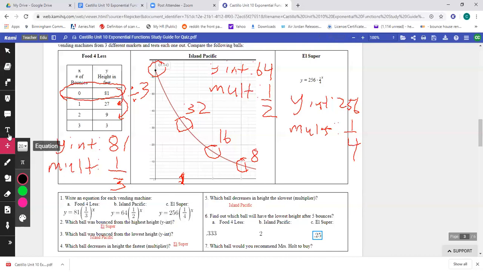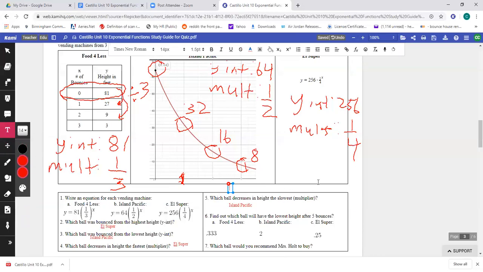If you don't know what to do on your phone calculator, I'm going to put right here what you put in. So for example, for Food for Less, you put 81, then you're going to put the divided by, and then you would put the parentheses and put 1 divided by 3. You are going to close the parentheses. You're going to press that X to the Y button. You're going to press 5, and then you're going to press equals. And that's how you should get those answers. We kind of went over it in the past 2 lectures.